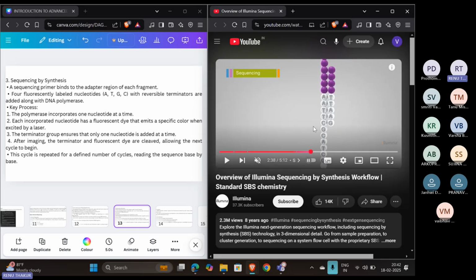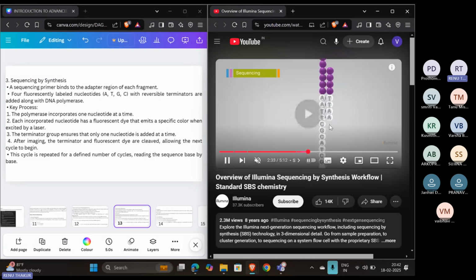Now, as soon as the fluorescent nucleotide has been detected, it stops the replication. It's going to terminate there because we've added reversible terminators. The terminator group ensures that only one nucleotide is added at a time. Now this G, which as you saw had a fluorescent dye, has emitted a specific color when excited by a laser. By imaging, we detect this wavelength of light, and the terminator and fluorescent dye are cleaved, allowing the next cycle to begin.